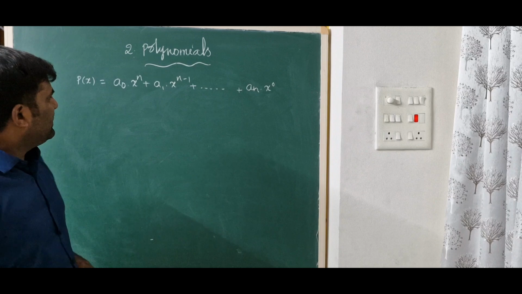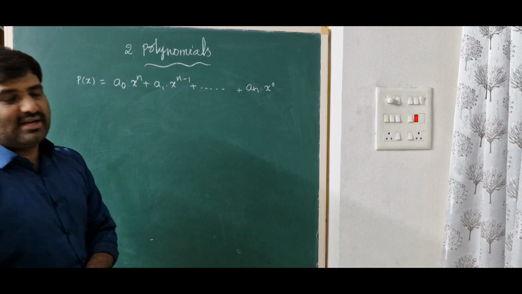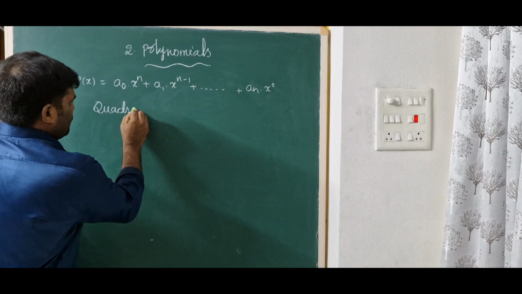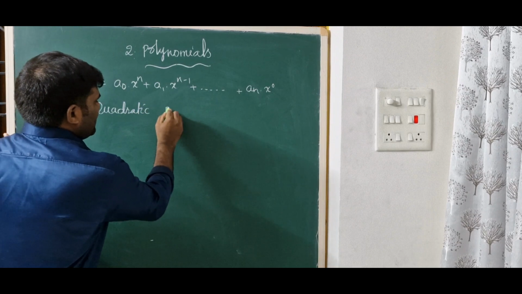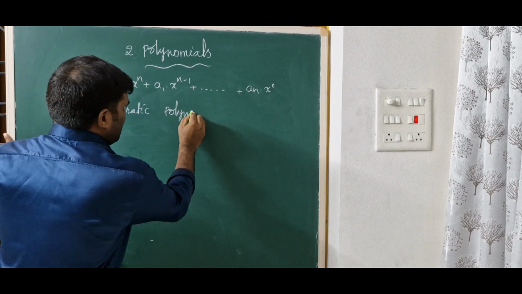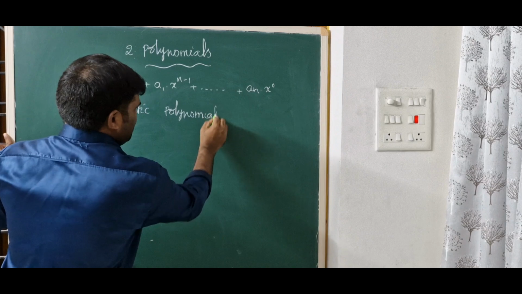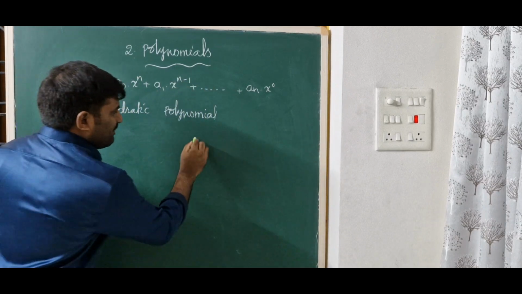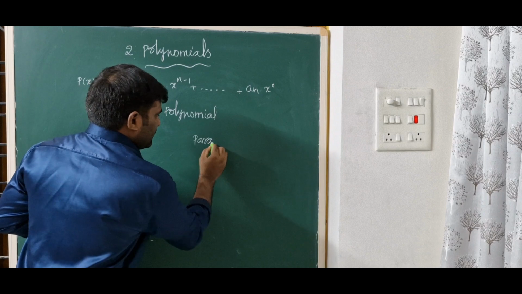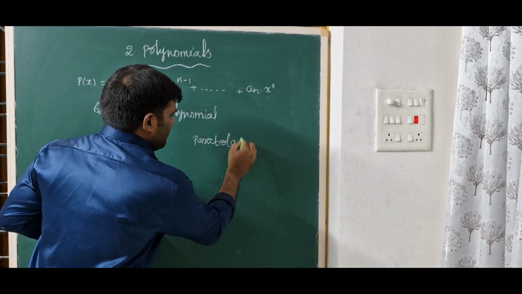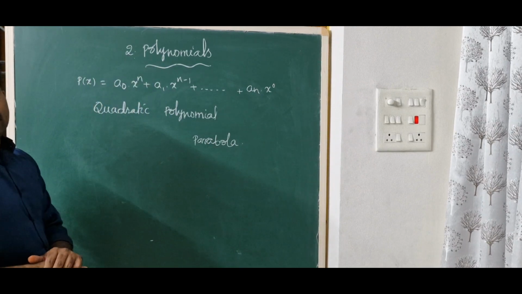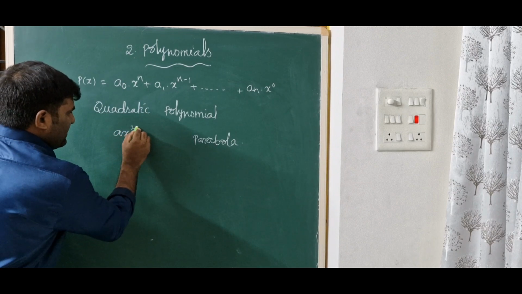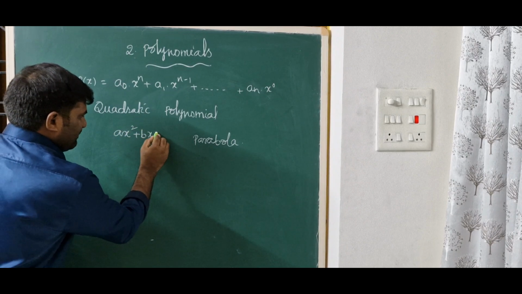Okay. So here mainly you will get a question related to the quadratic polynomial. Definitely there will be a question related to the quadratic polynomial. What is the shape of the graph of the quadratic polynomial? The graph of the quadratic polynomial is a parabola. The general form of the quadratic polynomial is ax square plus bx plus c.